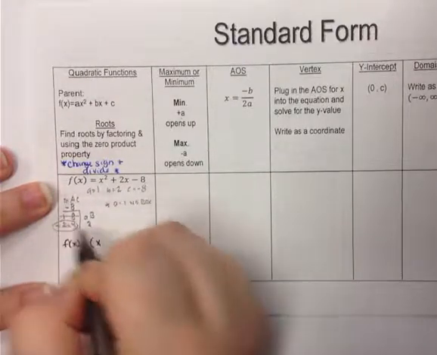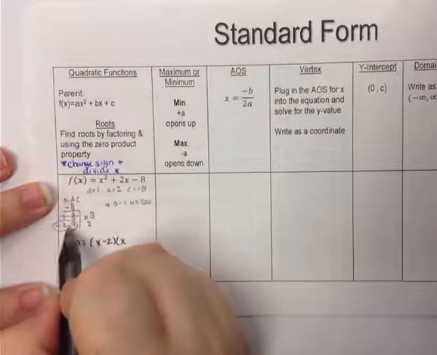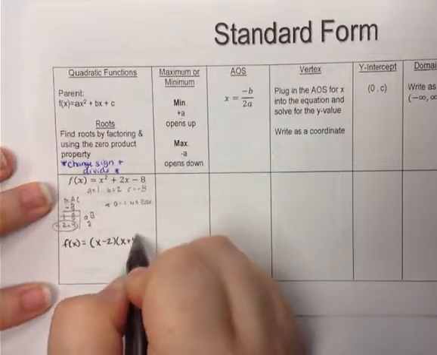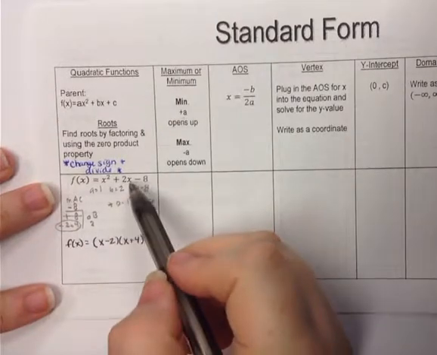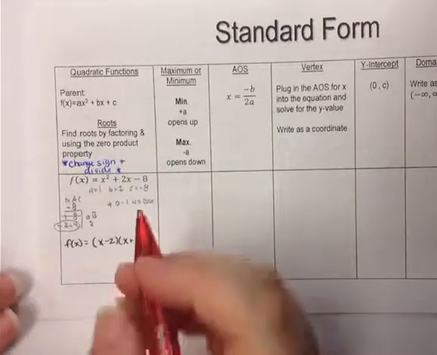We have minus 2, and then x, because that's our letter. Then we have plus 4. This is actually the factored form of the original. Now that it's in factored or intercept form, we can find the two x-intercepts, our m and n.